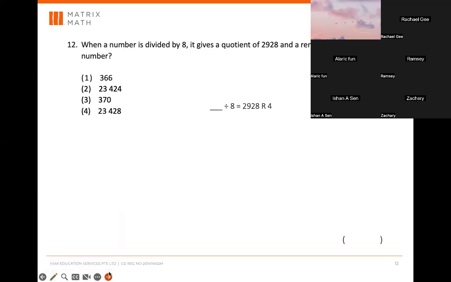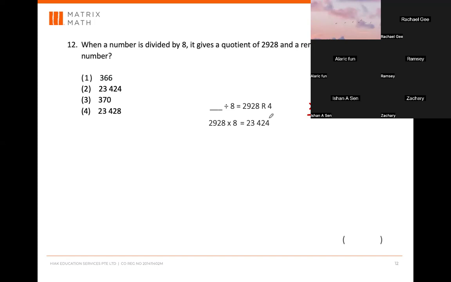So first thing first, we use 2928 times 8. Okay. So 2,928 times 8 will give you 23,424. So once again, you have to be very careful when you're doing this multiplication. Okay, have to be strong with your multiplications all the way until 12.